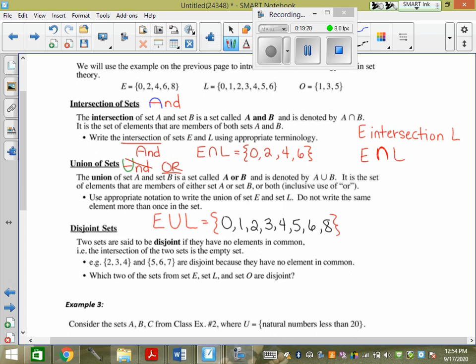With or, you guys will list all the elements that are in both, but then you won't list the ones that are doubled. Like if it's 0 and 0, you won't list it. It gets listed, remember? If it's in either or both, I list it with or. With and, I only list it if it's in both.